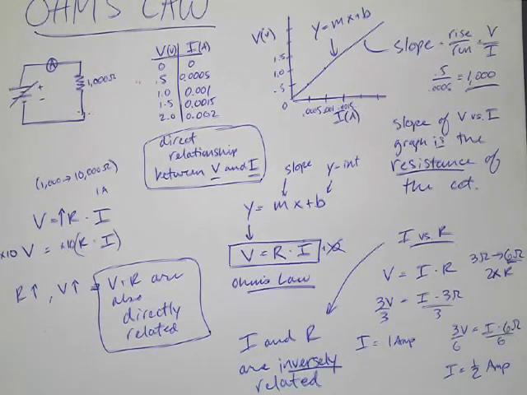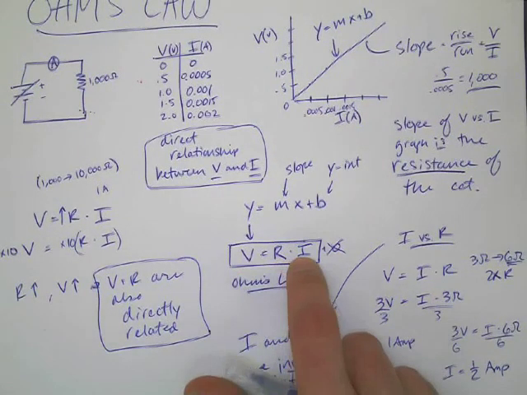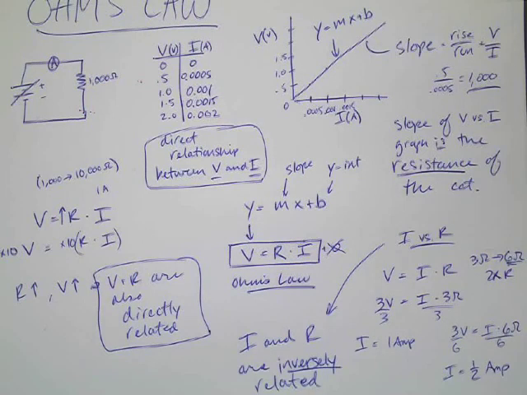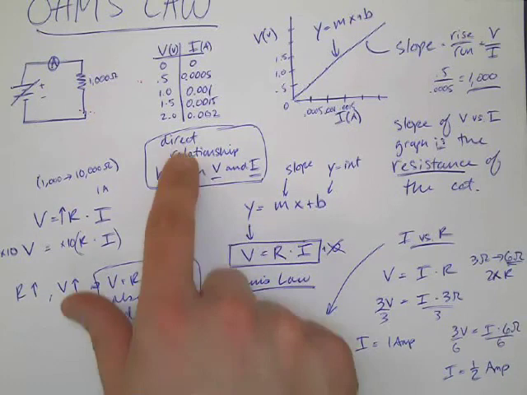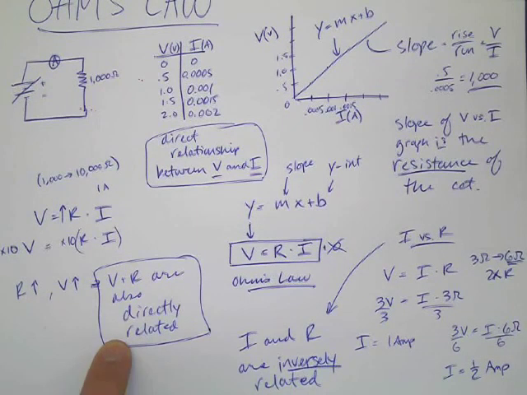So there is a way we can get Ohm's law from the data from the lab. The relationship that we get is V equals IR, either way it's written. And then how are the different variables related? V and I are directly related, V and R are directly related, and then I and R are inversely related. And that's an intro to Ohm's law.